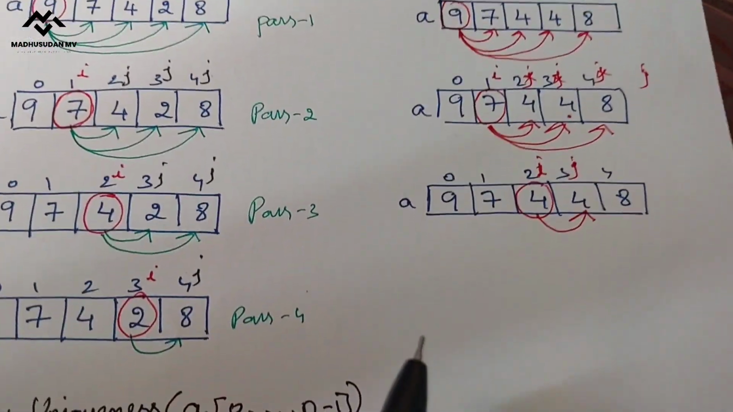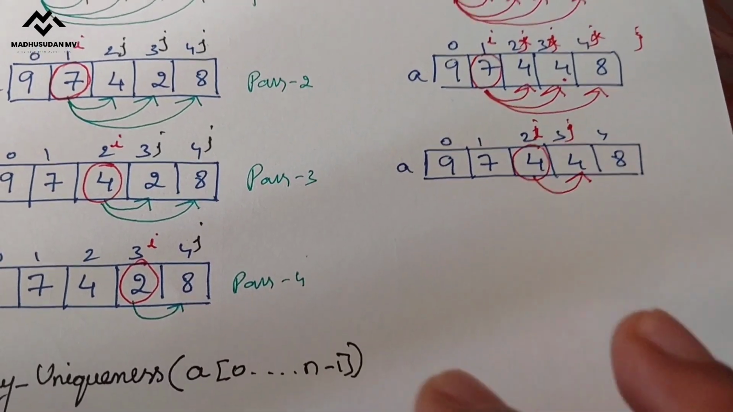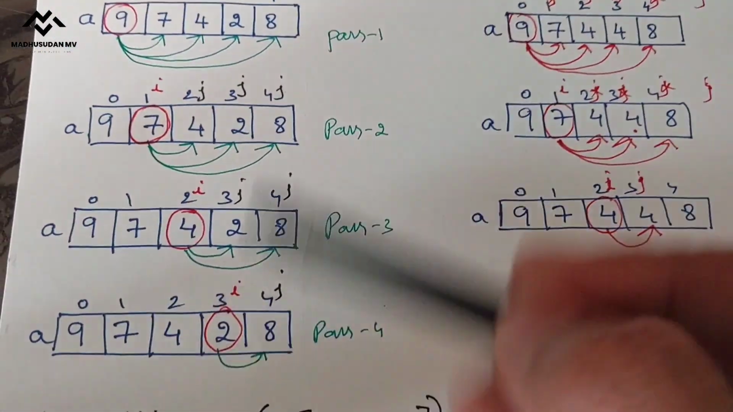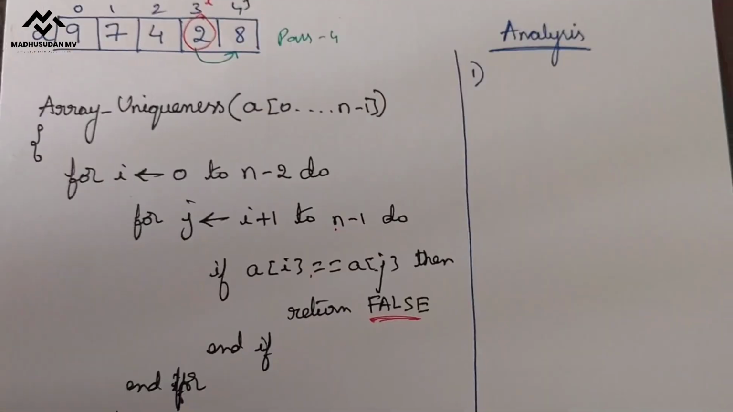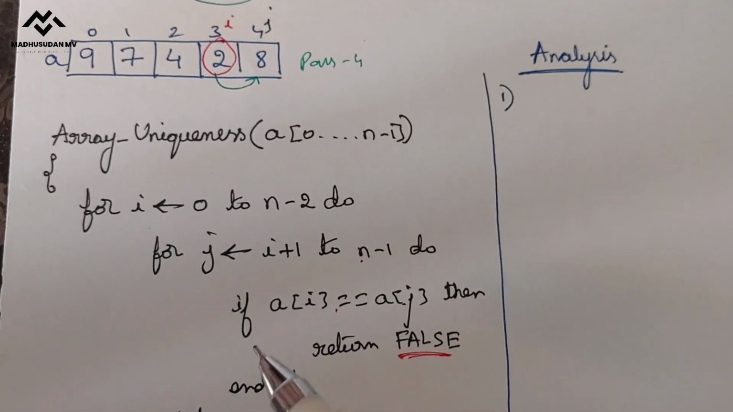So this is how this algorithm works. Hope you people understood by tracing. You can take this example also for the true case. Now we will do the analysis of this algorithm.